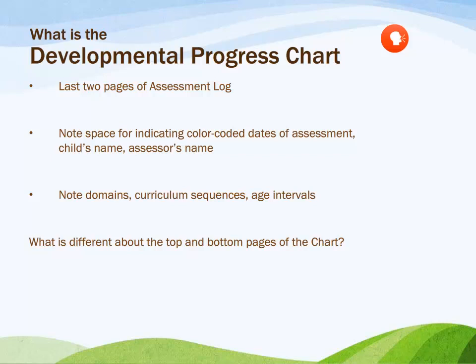Note that the domains are listed down the left column of the pages, and the curriculum sequences are listed in the column next to the domains. The age intervals are indicated across the top of the page from left to right, with the skill items organized according to age intervals. What is different about the 2 pages of the chart?